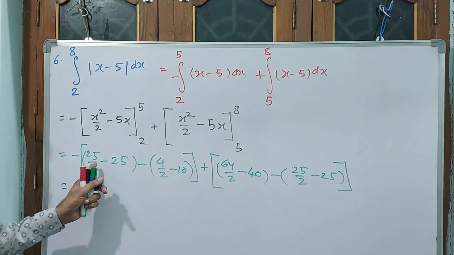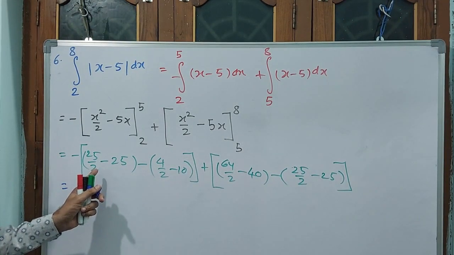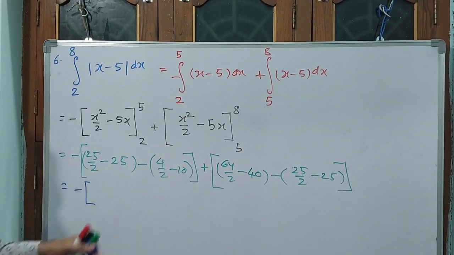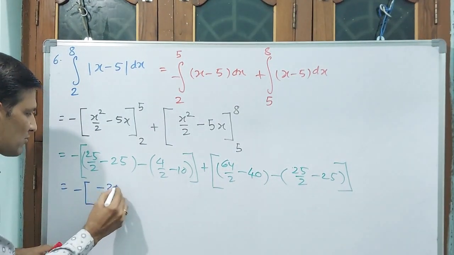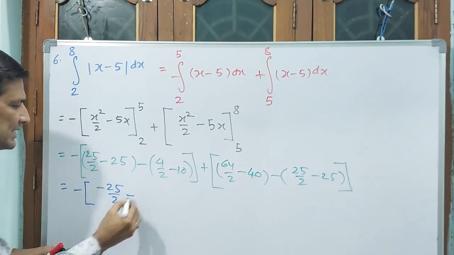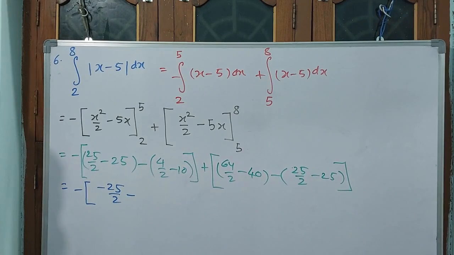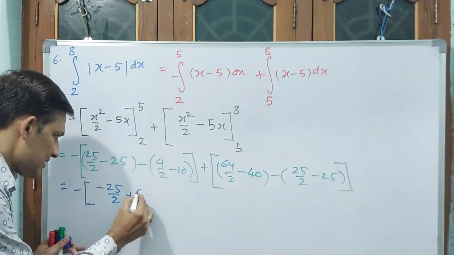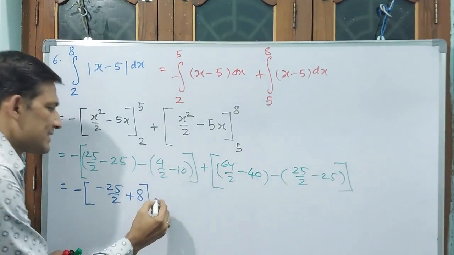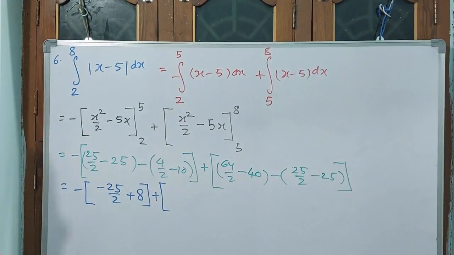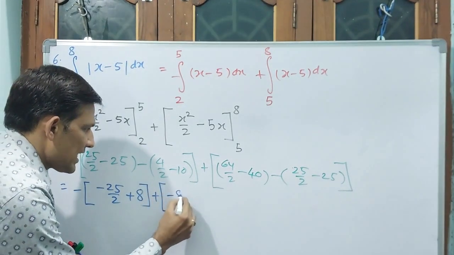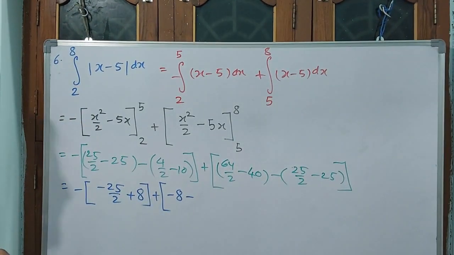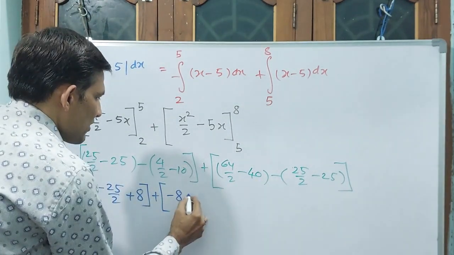You see, 25 minus 25 by 2 means 25 by 2 will come. But 25 by 2 minus 25 means minus 25 by 2 will come. Minus 25 by 2. This limit, minus 4 by 2 means 2. 2 minus 10, minus 8. Minus of minus 8, plus 8. Close. Plus 64 by 2, 32. 32 minus 40, minus 8. Again, 25 by 2 minus 25, minus 25 by 2. Okay? Minus of minus, plus 25 by 2.